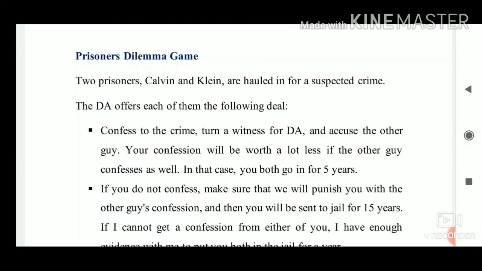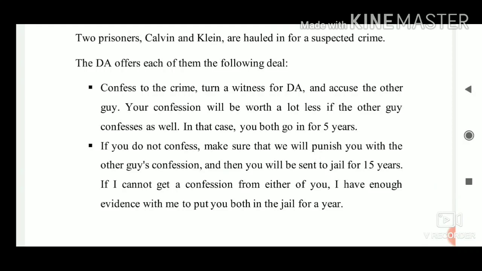Now let me tell you about the story of the Prisoner's Dilemma game. From that game we'll find out the Nash equilibrium. Suppose there are two prisoners named Calvin and Klein who are hauled in for a suspected crime. The district attorney speaks to each prisoner separately and tells them that he has the evidence to convict them both, but they could make his work a little easier if both the prisoners confess to the crime that they have committed. The DA offers each prisoner the following deal.